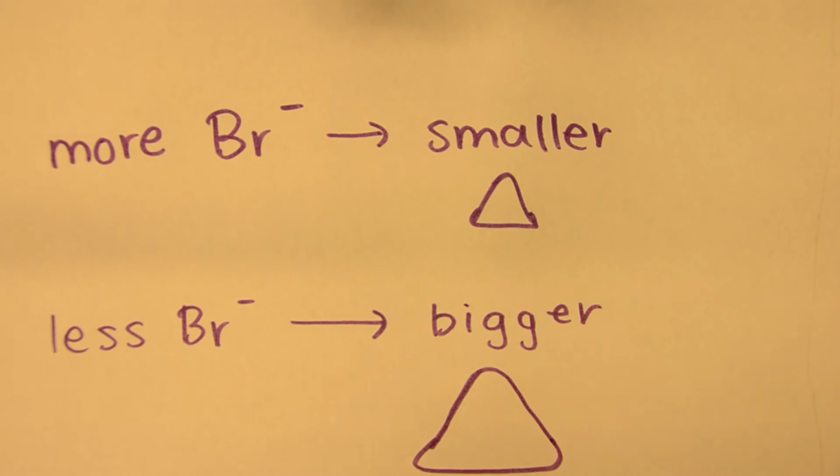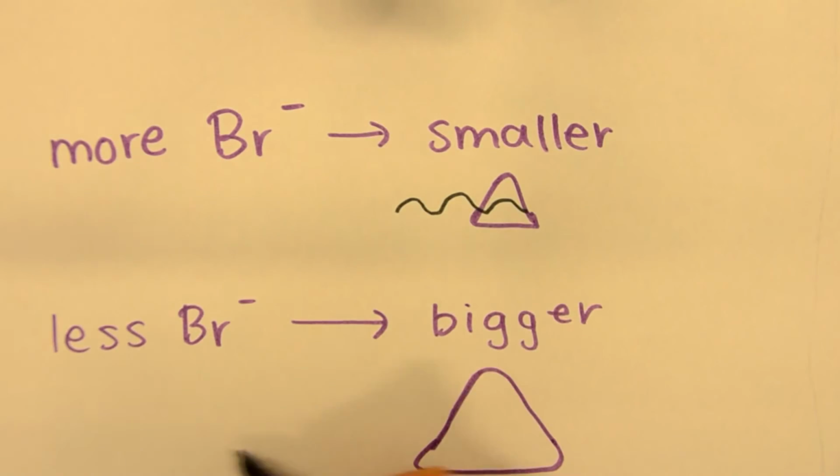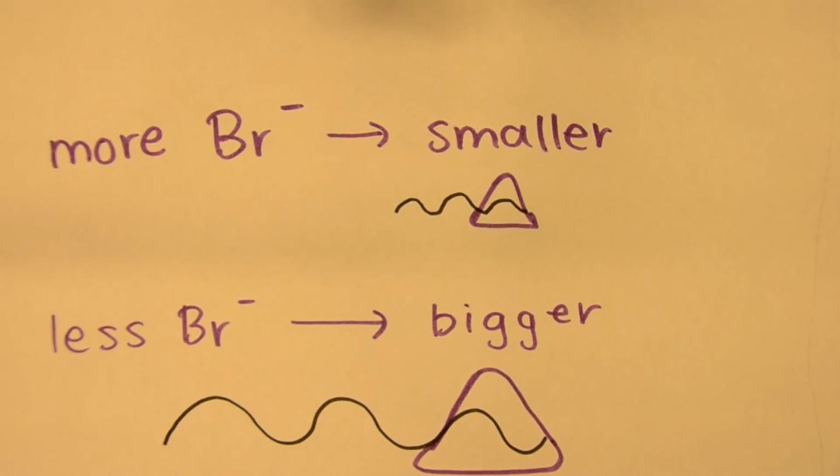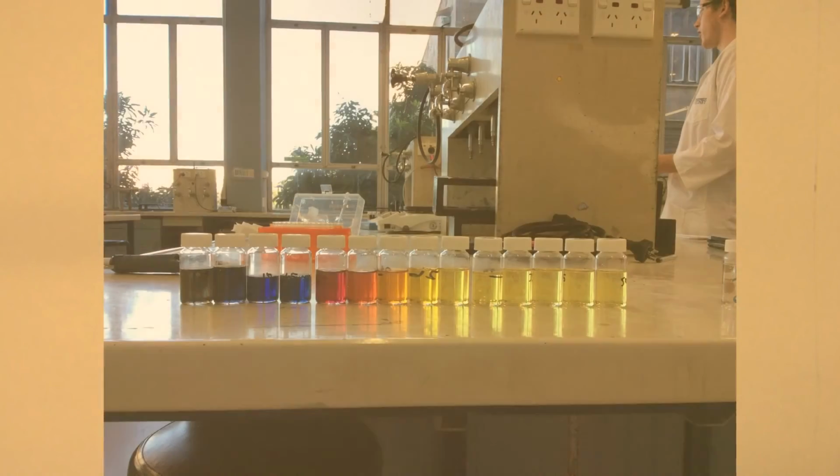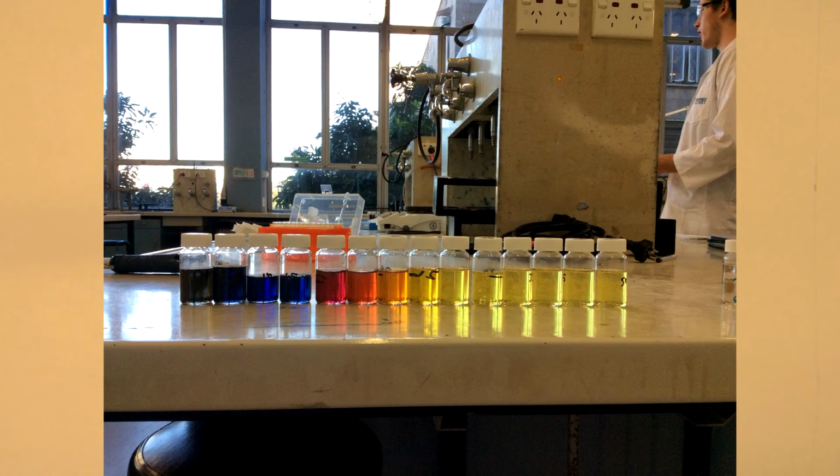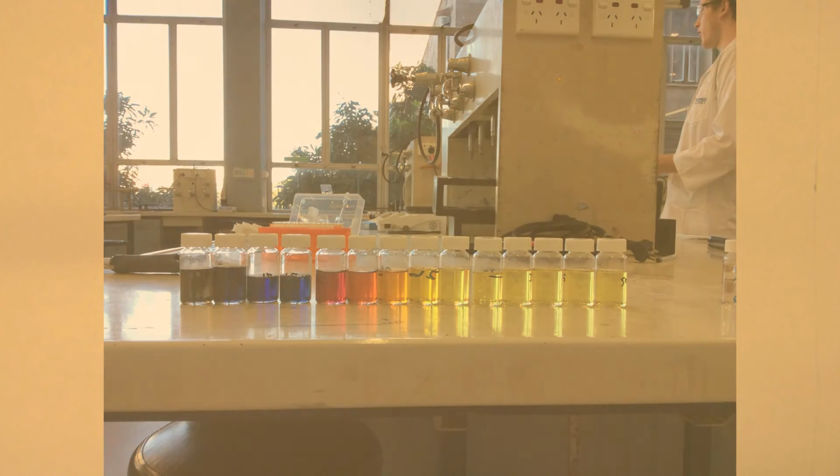Smaller nanoparticles means a decrease in the absorbed wavelength, and like we mentioned before, this determines the color of the solution. Here, the vials on the left contain no potassium bromide, and increased amounts were added.